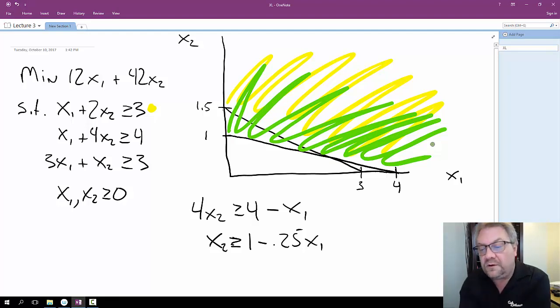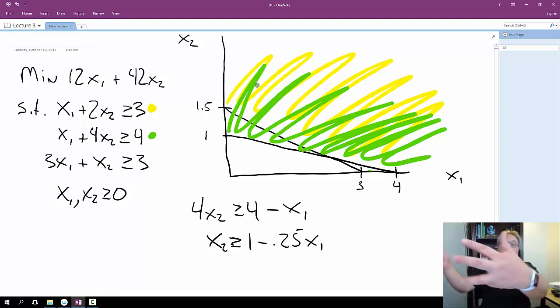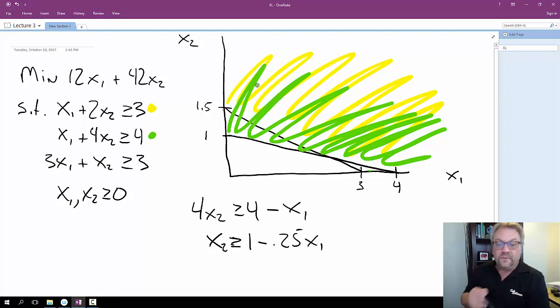Again, you can clearly see that this triangle right here is useless, right? Because only the green constraint is satisfied in this area, and even though I didn't draw it very well, only the yellow constraint is satisfied in this area. So right now we're looking at an area that looks like that. That's where we're going to find our solution.